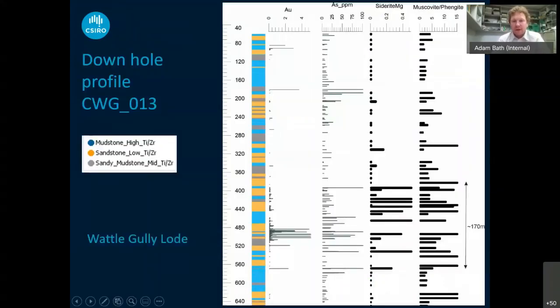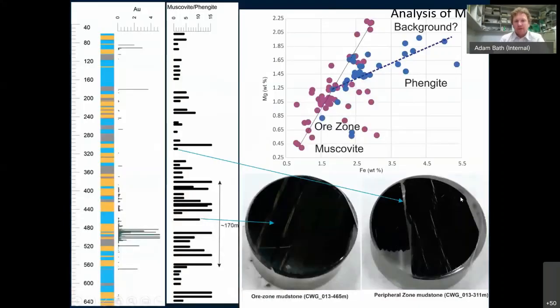And here we have ratioed, if you like, the aluminum white mica versus the phengite. If we're in around the lode, there's about 170 meters where that ratio is much higher than if you go up into the hanging wall. And that corresponds with areas where we get more iron-rich carbonates and also arsenic. It's quite a subtle difference, and that's why later on you'll see we went to probe work.